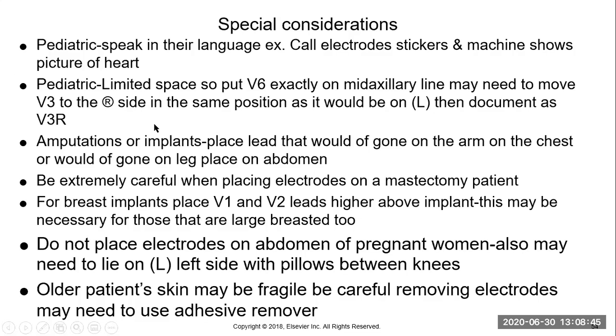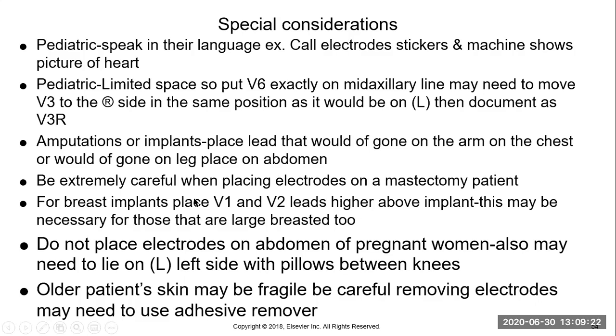Now, if you've got somebody who has amputations or breast implants, you might have to also alter what you're doing. So in amputations, you're going to place the lead that would be on the arm that might be missing on the same side of the chest. Or the same thing, if the leg is missing, you would place it maybe on the abdomen area of the same side. If somebody's had a mastectomy, you have to be very careful of that skin because it's very sensitive. So you would have to be very delicate when you're putting on things.